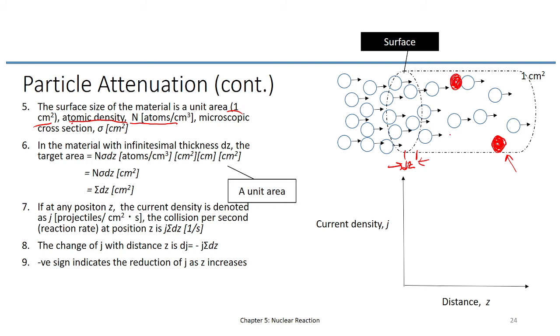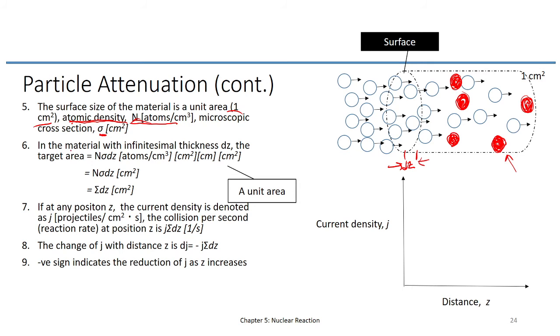If we refer to our previous imaginary experiment, experiment number 2, the uppercase N is still the same uppercase N. It is the number density of the target nucleus, the same as the atomic density. And the microscopic cross section of the nuclei is still the small sigma.